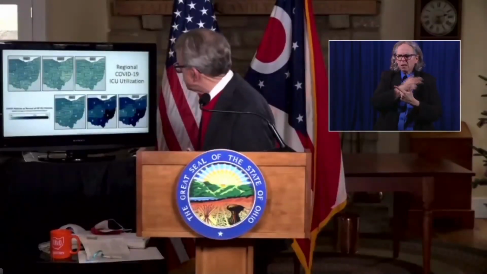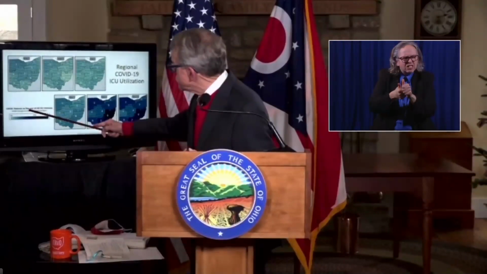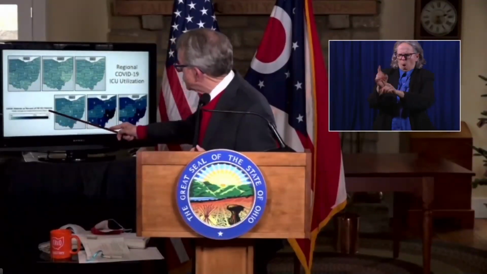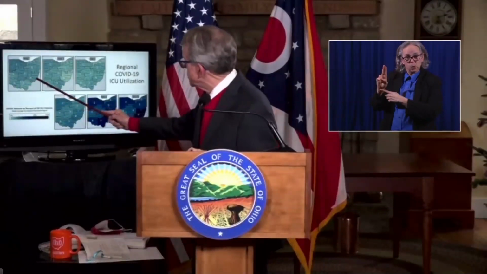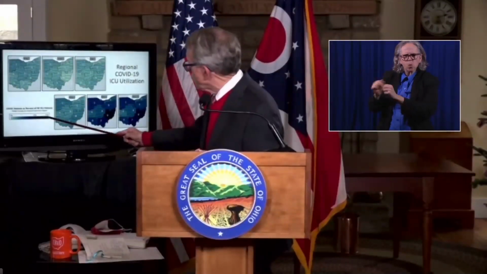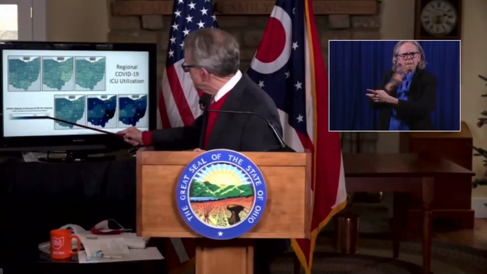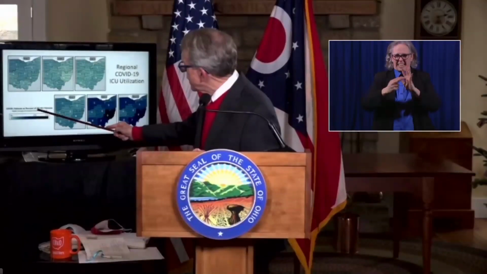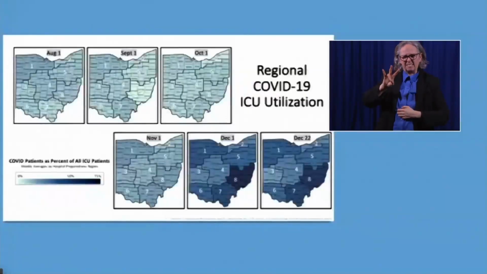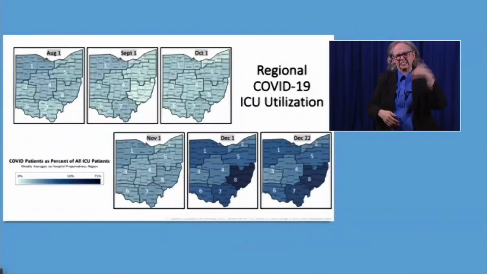And so this has been designed: COVID patients as a percentage of all ICU patients. And again, you will see the progression as we move. And the darkest point is 75% as a percentage of all ICU patients. So, the question we're asked is, what percentage in that hospital or in the ICU are COVID patients? That's what this is showing.